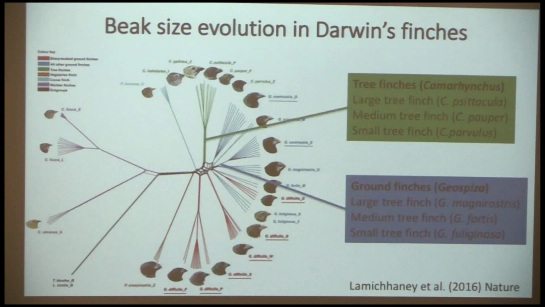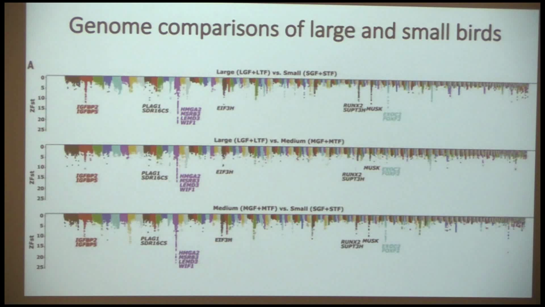So here, this is using a sample of 10 genome sequences from each species. By comparing the large and small types, and the large, medium and small, you can see that in each case we find a number of hits in the genome where there is large differentiation between the genomes in particular parts related to their size. And the most striking hit is this HMGA2 region. HMGA2 is our favorite candidate in that region because it's known to be associated with morphology in humans and other species. This region in particular is the one that most strongly correlates with the differences in size and in beak.